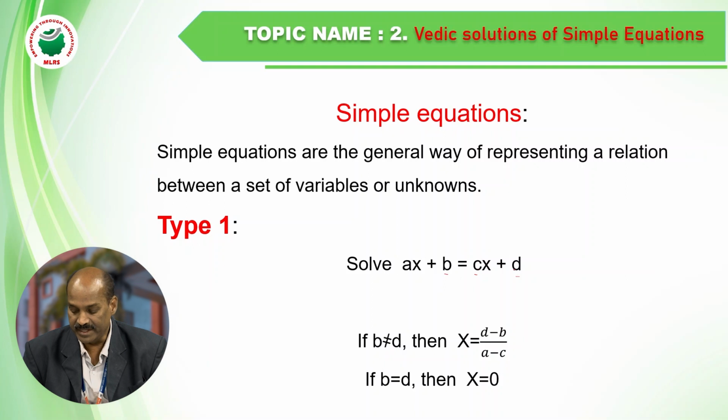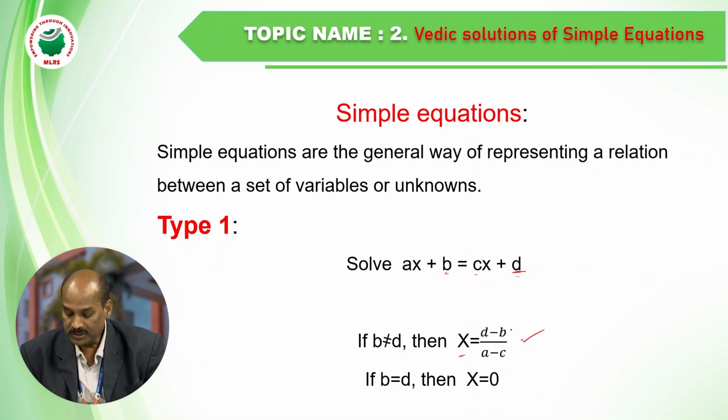What is the first case? If b equals d, this constant equals this constant, then the x value is 0. Directly you put 0. Suppose b is not equal to d, then x is equal to this constant minus this constant, that is, x equals (d minus b) by (a minus c). We have to remember this formula, and in this you substitute the constants a, b, c, d and simplify, and you will get the x value.